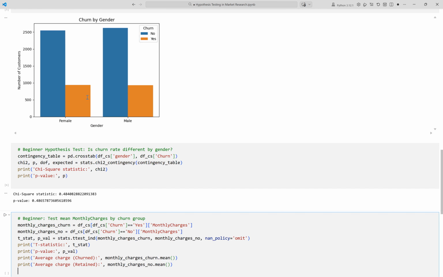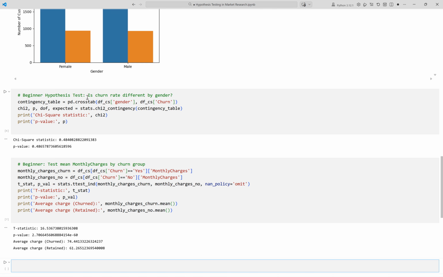Running the cell now. This output reveals a highly significant difference in average monthly charges between customers who churned and those who stayed, with churned customers paying notably more on average. The extremely low p-value confirms this difference is unlikely due to chance, demonstrating the value of hypothesis testing in identifying key customer patterns. Notice how verifying group means and test results helps avoid misinterpreting numeric survey data, a crucial step in market research analysis.